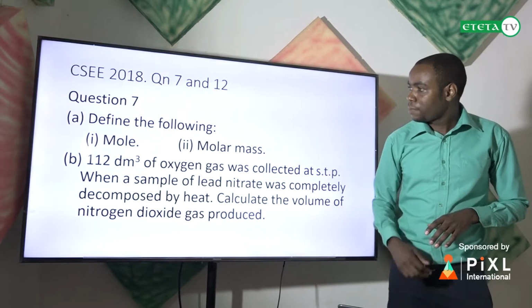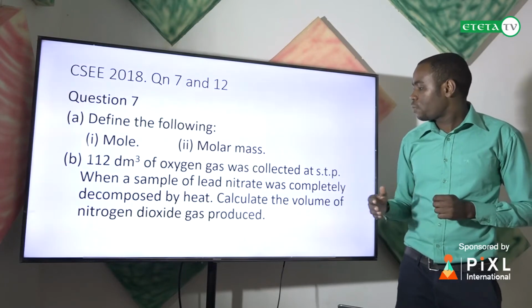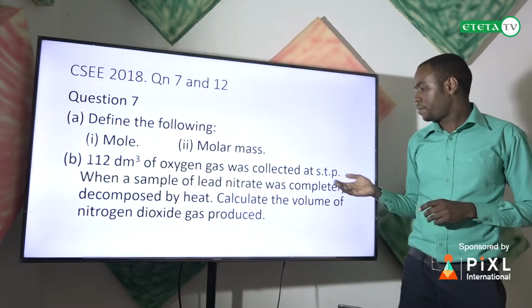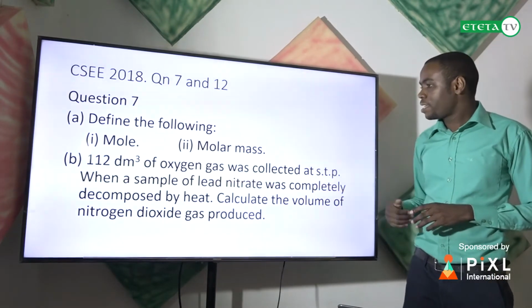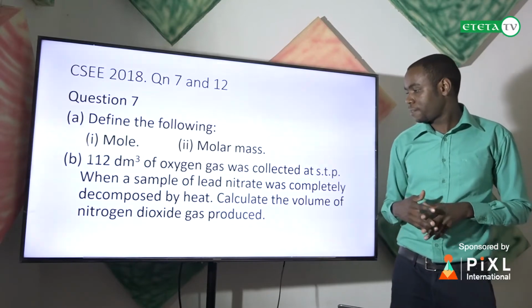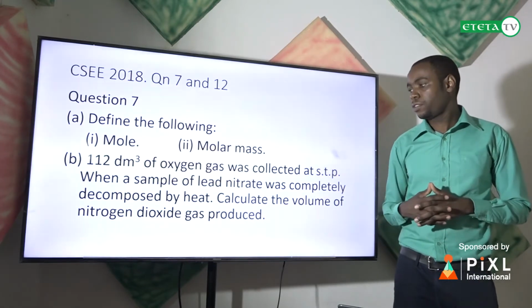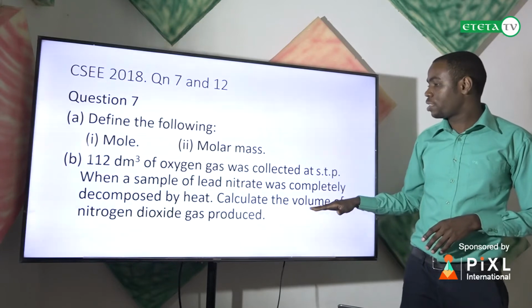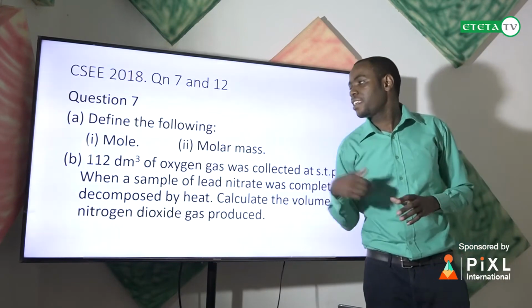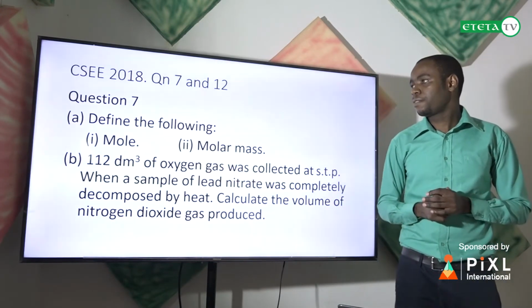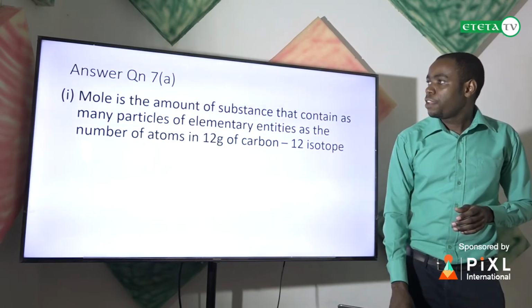Then B says, 112 decimeter cube of oxygen gas was collected at STP, standard temperature and pressure, when a sample of lead nitrate was completely decomposed by heat. Calculate the volume of nitrogen dioxide gas produced. So here you have been asked to calculate the volume of nitrogen dioxide gas produced, but what you have been given here is the volume of oxygen gas. Starting with question number 7, letter A, the definition of mole.